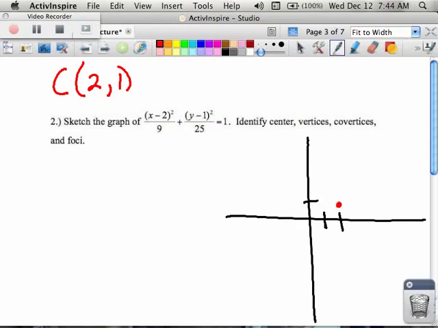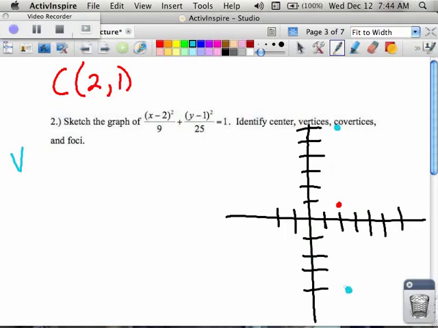Everything will be based off of that center, of course. As I extend out here, I notice that the bigger number is under the y, and it's 25. That means in order to find my vertices, I'm going to go the square root of 25 up and down from my center. Or in other words, 5 units up and 5 units down from my center. That means my vertices are going to be at 2, 6 and 2, negative 4.